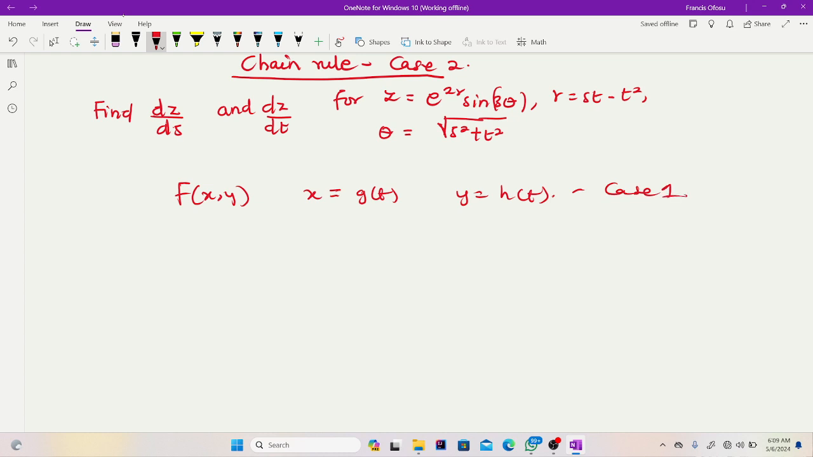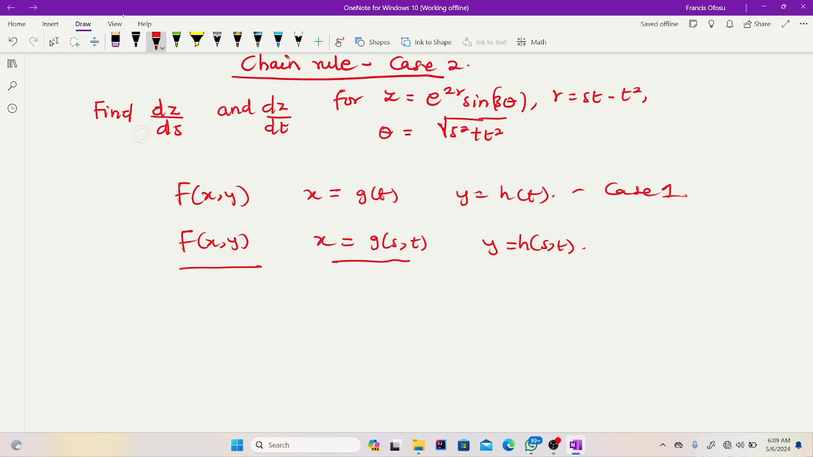In case 2, the difference is you have a function of x and y, all right, but x will be a function of two variables, let's say g of s and t, and y will be a function of two variables, h of s and t. So now we have a function of two variables where each of the variables are also functions of two variables. You get it? So this is the main difference between case 1 and case 2. So let's solve this problem to see how best you understand case 2.